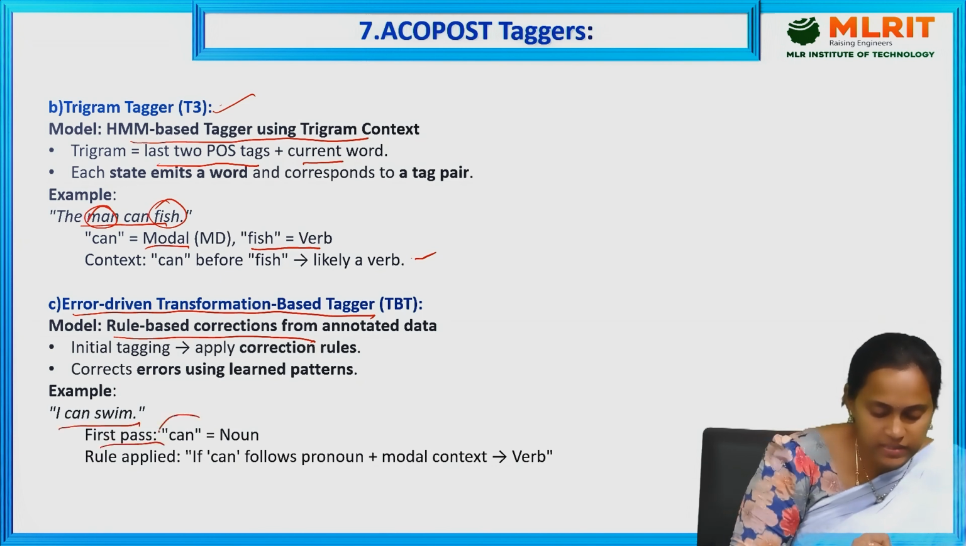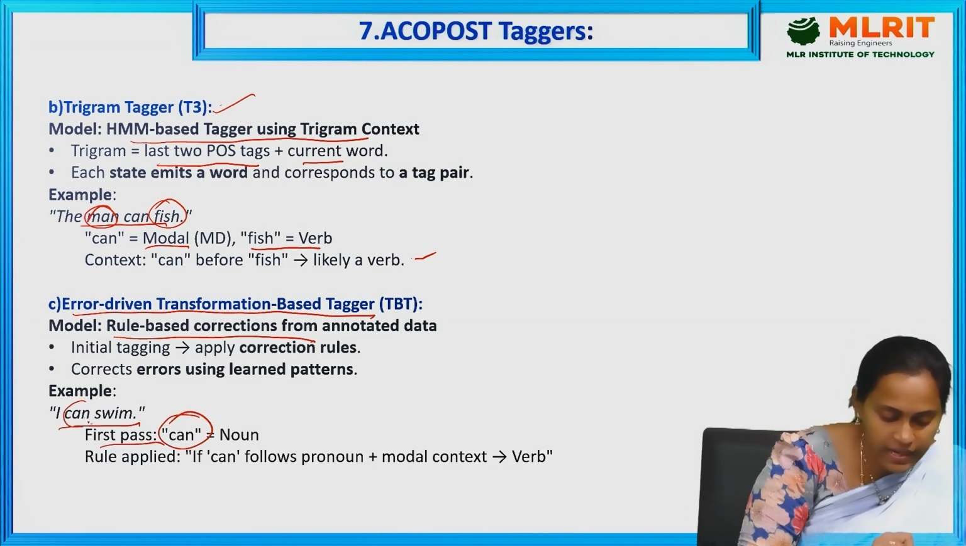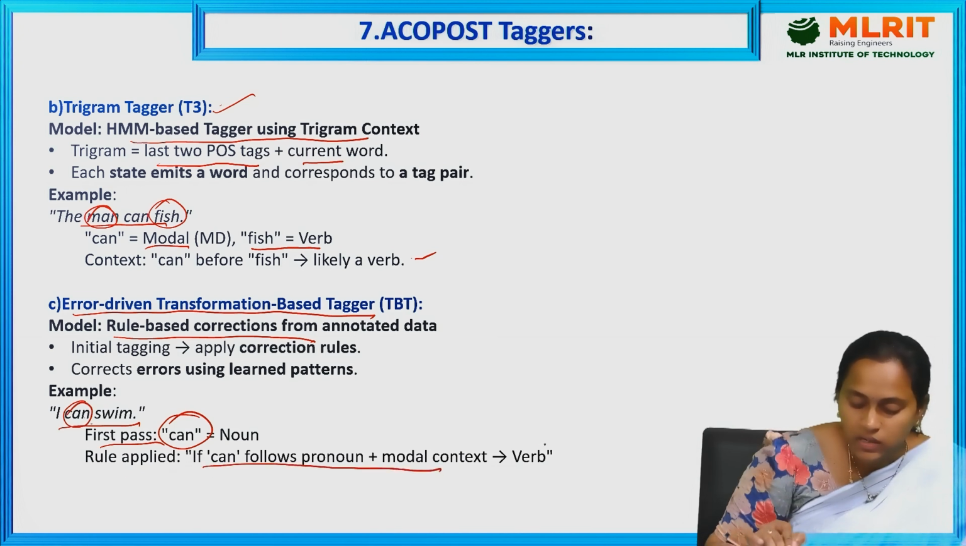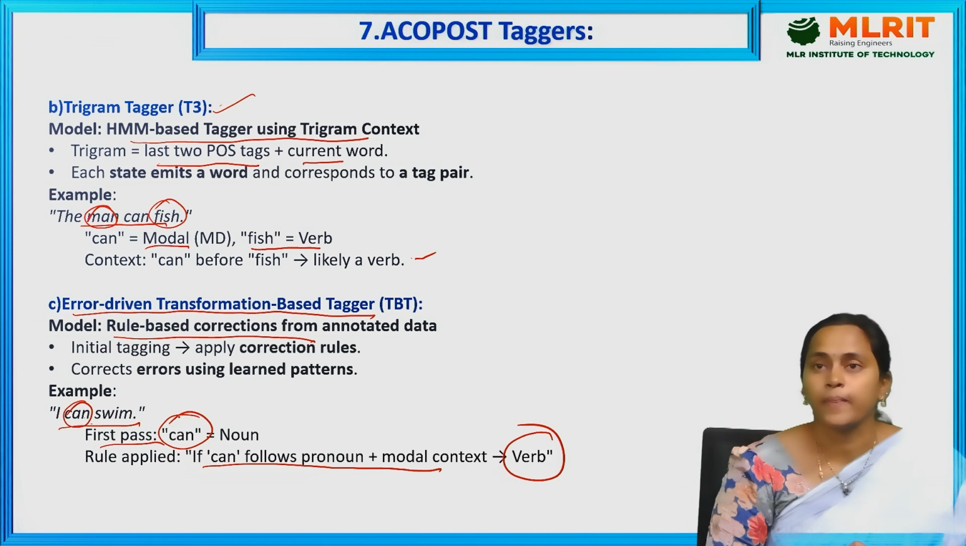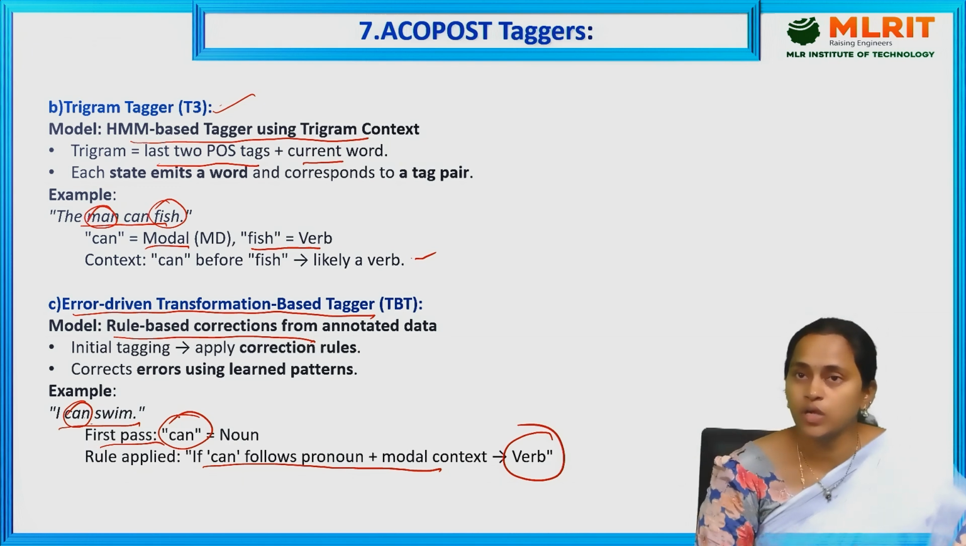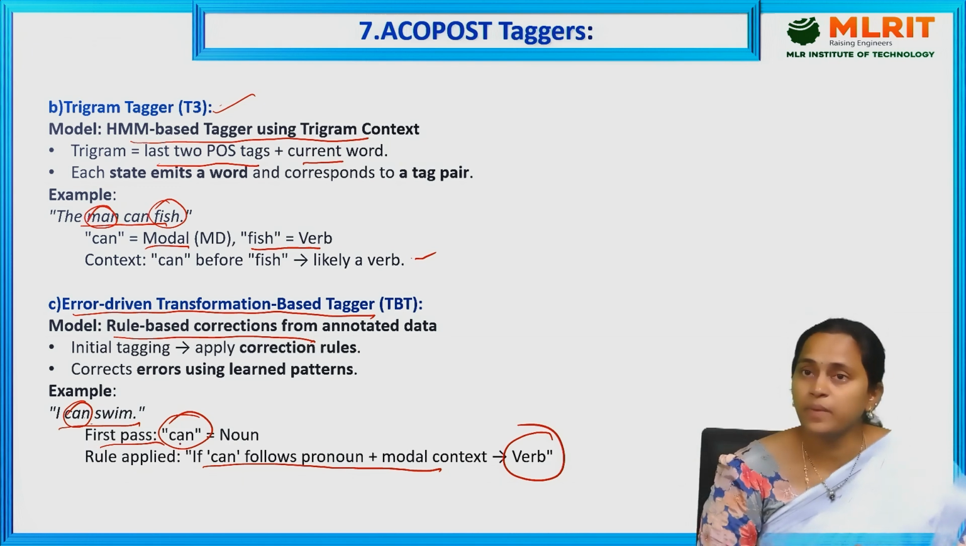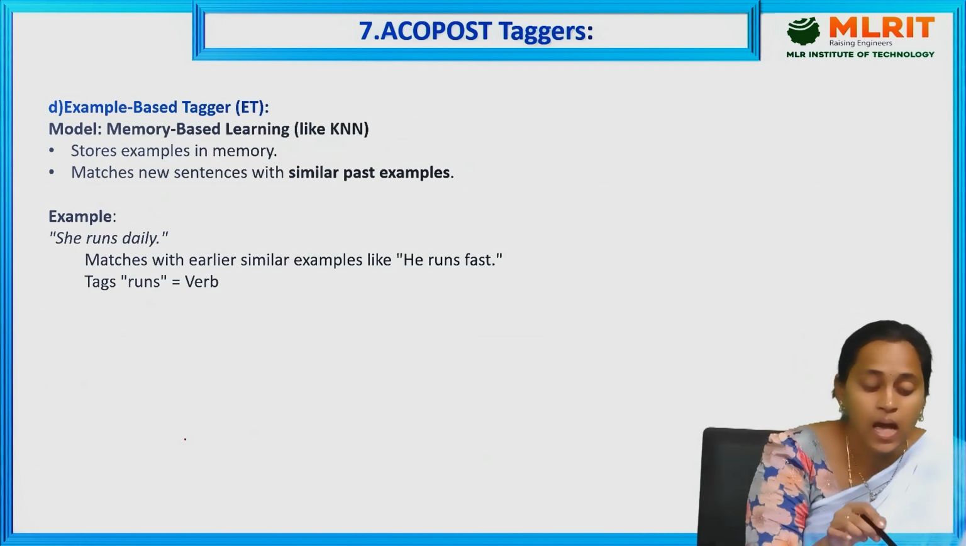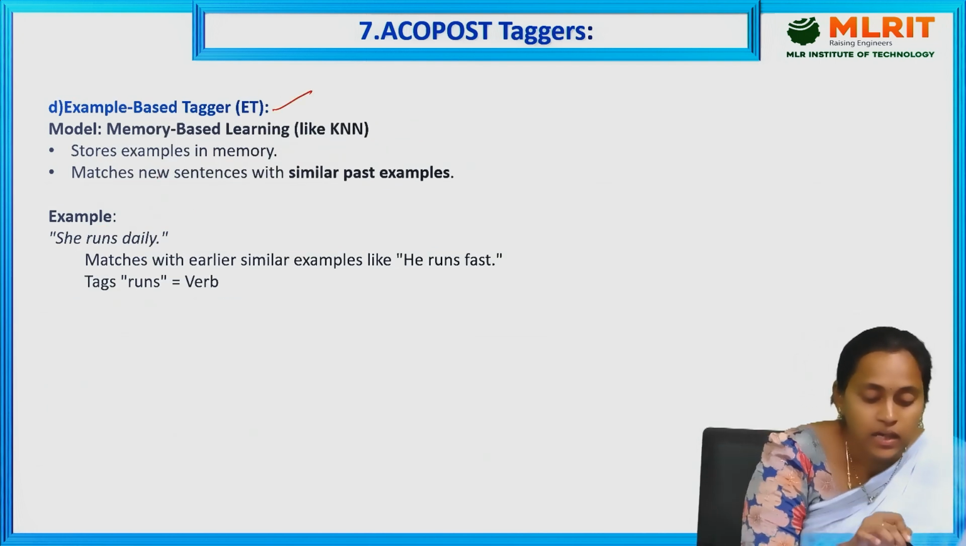Here, I can swim, right? In the first pass, can acts as a noun. But the rule applied is: if can follows a pronoun, it is a verb. First it identifies can as a noun, but whenever we apply the rules, it changes to a verb.